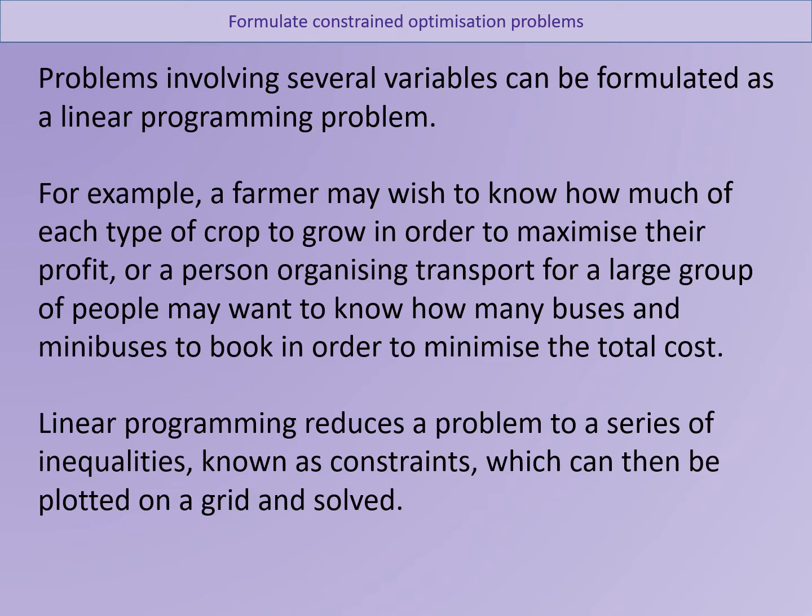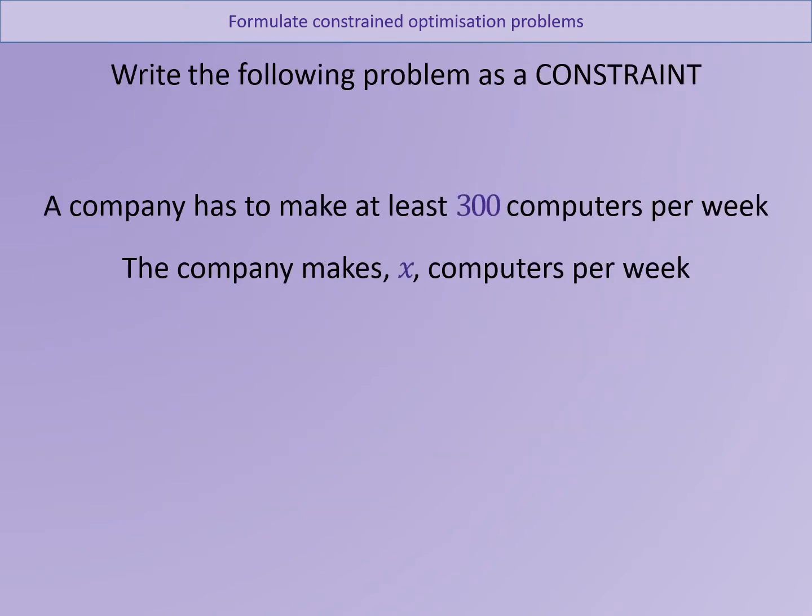Linear programming reduces a problem to a series of inequalities. We call these inequalities constraints, which we then plot onto a grid and solve. For each of the following constraints, pause the slide and write down an inequality that satisfies the situation given.